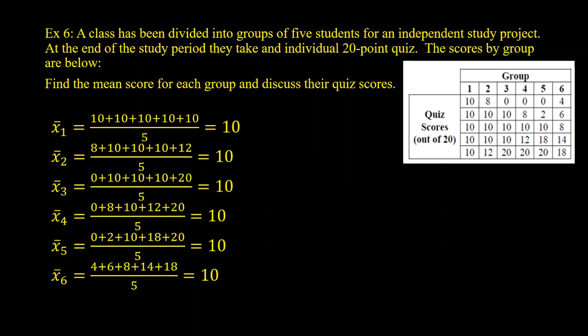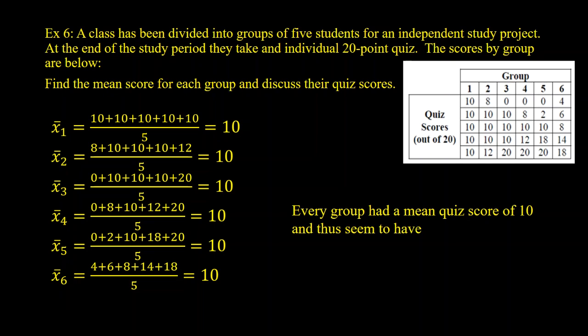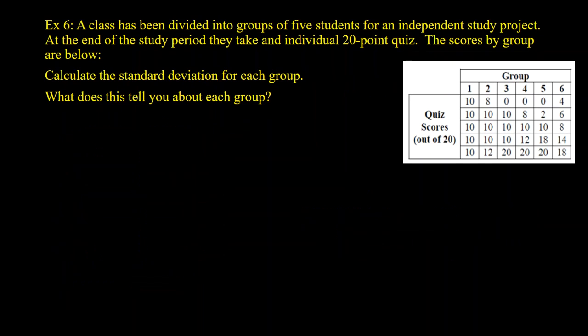So according to this, it looks like every group performed the same. Every group had a mean quiz score of 10, and thus seemed to have performed equally well on the test. Now there's all these spreads in scores based on the people in each group taking the test. So did they really perform equally well? Are we going to say that a group where everybody scored a 10 performed the same as group 3 where somebody scored a 0 and somebody had a perfect score?